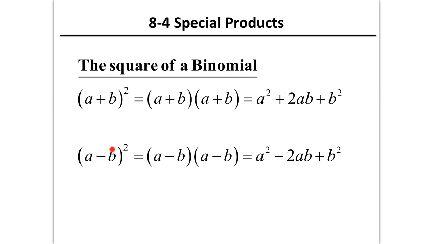If you have a binomial with a minus b, same idea, and you have a squared, you're going to copy down the binomial 2 times. So we have a minus b times a minus b. You multiply that binomial by itself 2 times. And when you do the distributive property, you multiply a times a, that's a squared, a times negative b, and then you multiply negative b times a. You combine like terms, you're going to get negative 2ab, and negative b times negative b is positive b squared.